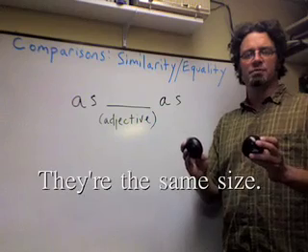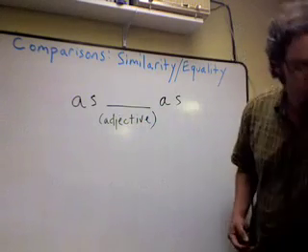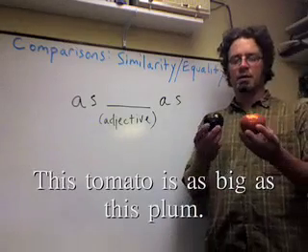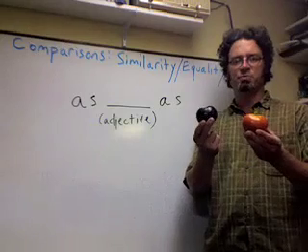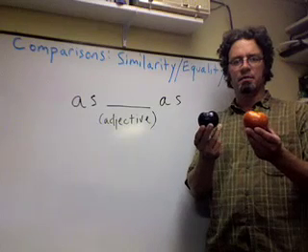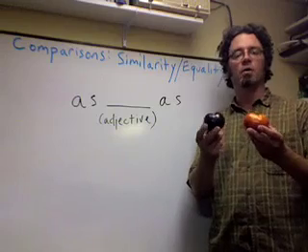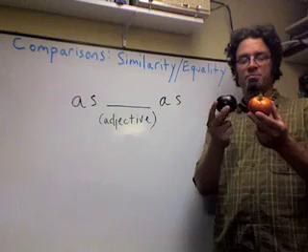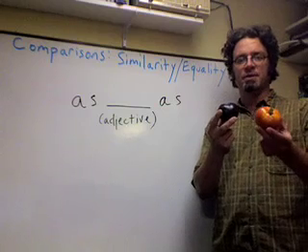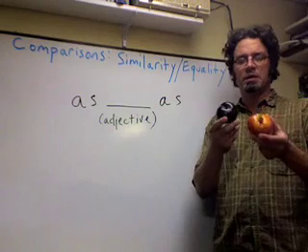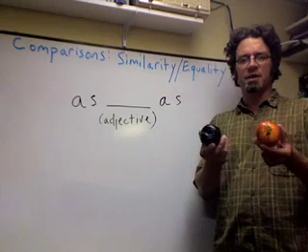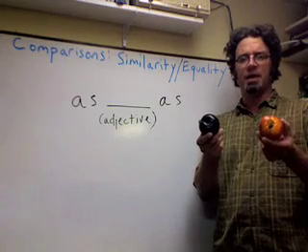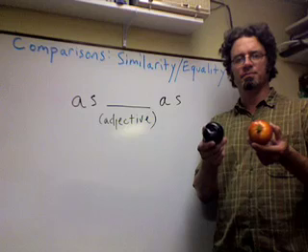They're the same size. Or you can say that this tomato is as big as this plum. They're the same size, or they're about the same size. The plum might be a little smaller than the tomato, but looking at them, you can tell they're about the same size. The tomato is as big as the plum, or the plum is as big as the tomato.